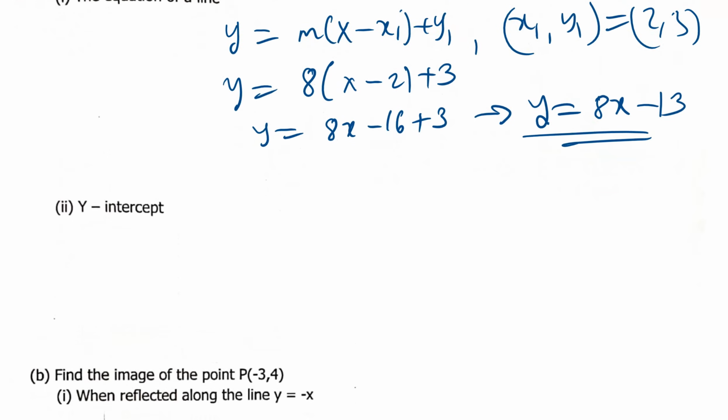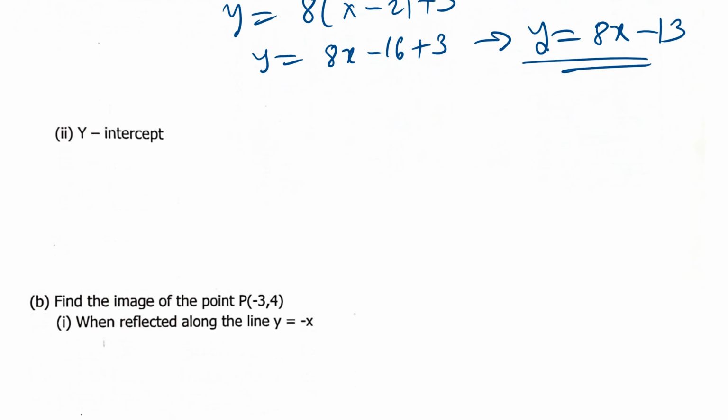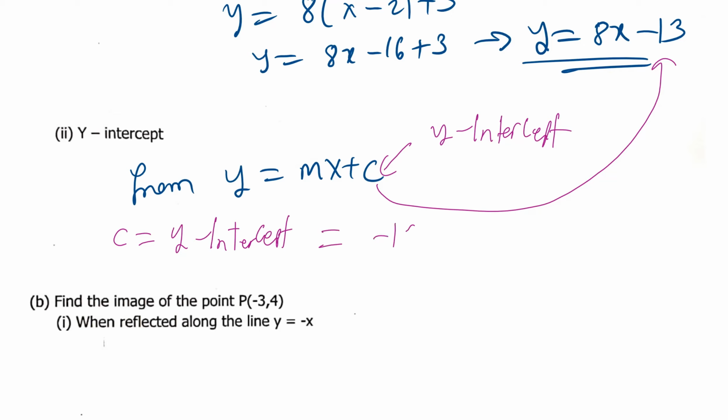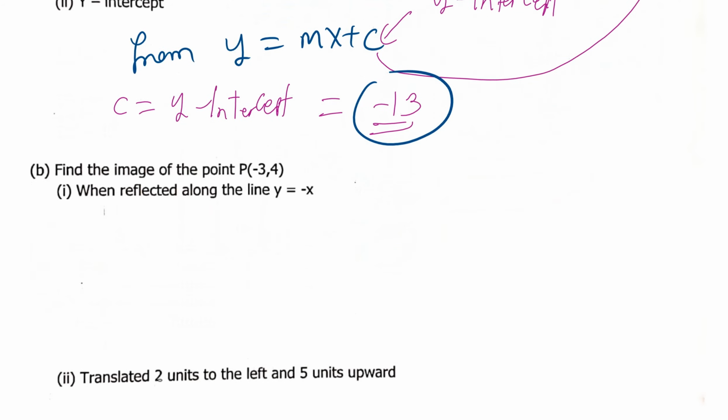Question number 6a part 2, y-intercept. We say from y equals mx plus c, when you compare now, you know that c is the y-intercept. And when you compare, you're going to realize that the y-intercept, c, equals negative 13. Negative 13 is our y-intercept.